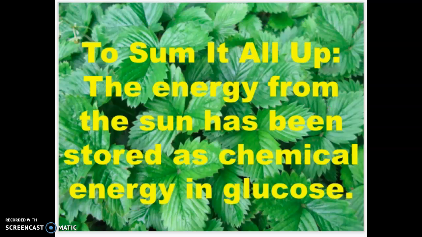To sum up all this information, the energy from the sun has been stored as chemical energy in the molecule of glucose. Essentially we're taking radiant energy from the sun and turning it into chemical energy in the form of glucose or sugar.